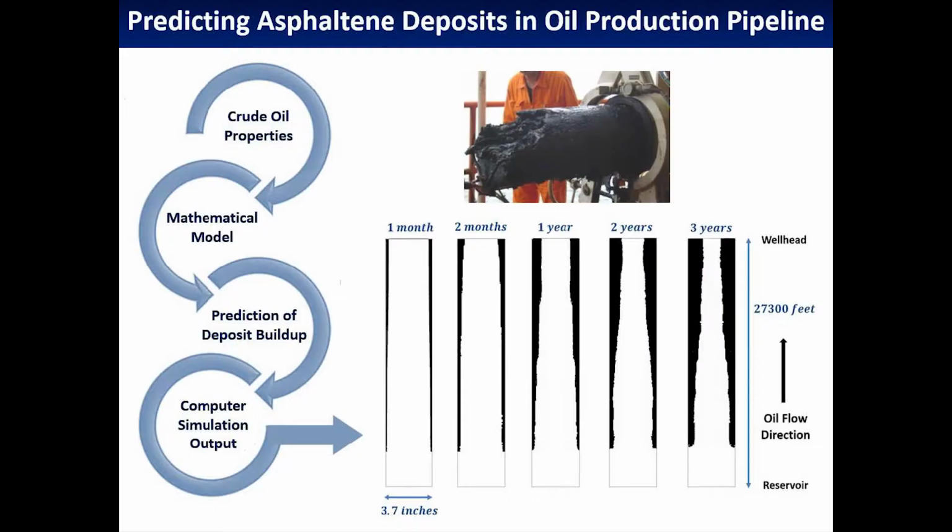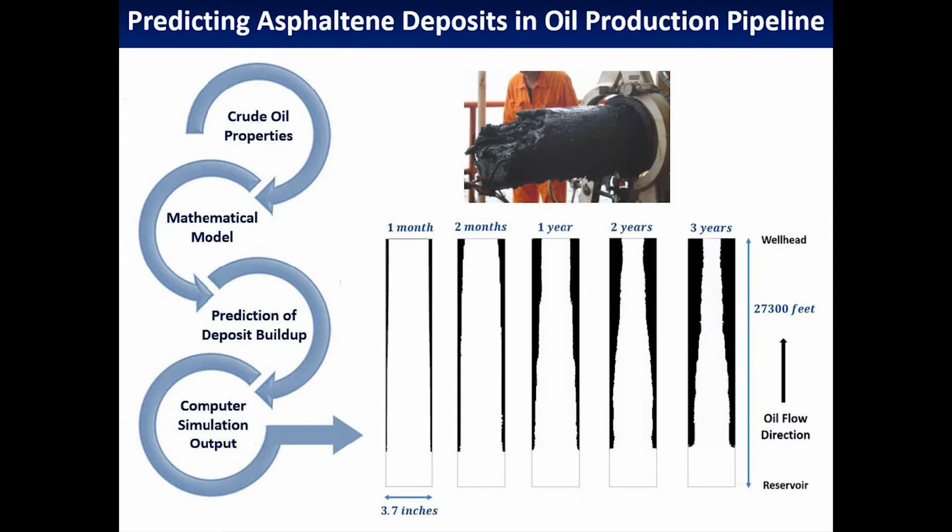But what if we were able to predict when and where exactly along the pipeline such a buildup could happen? Wouldn't that save us a lot of money? That's where I come in. The purpose of my research is to predict deposit buildup caused by a component of oil called asphaltene. Asphaltenes are the heaviest fraction of crude oil. The picture above shows how severe deposit buildup in a pipeline could be.